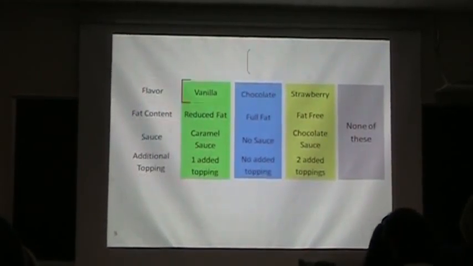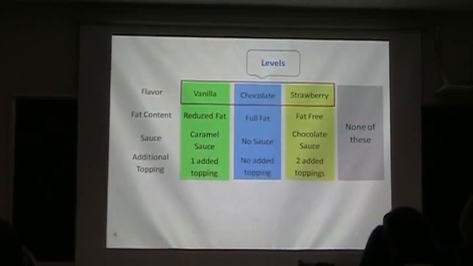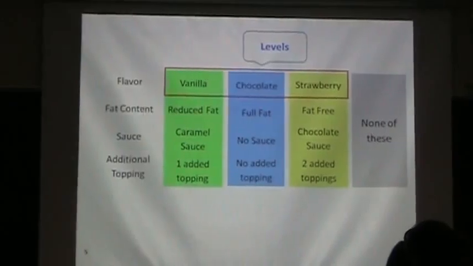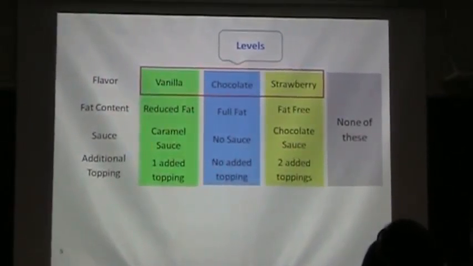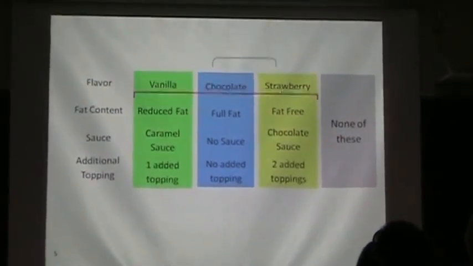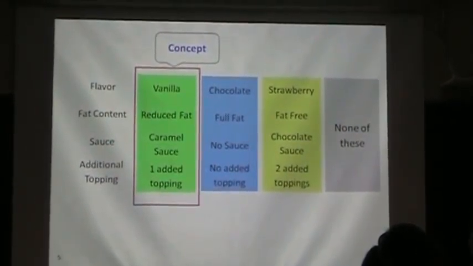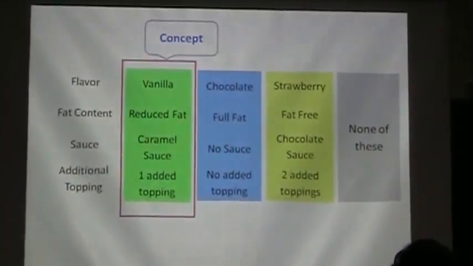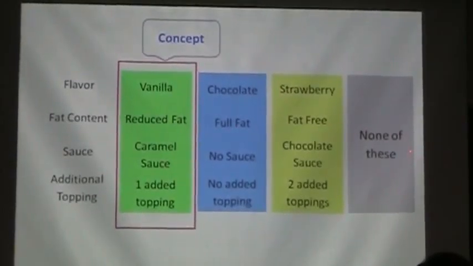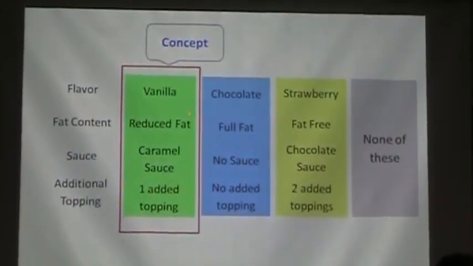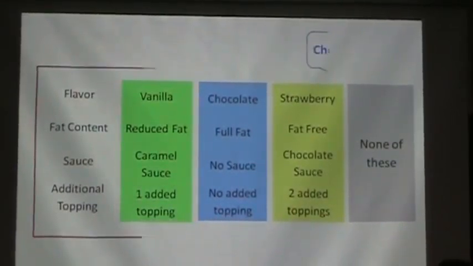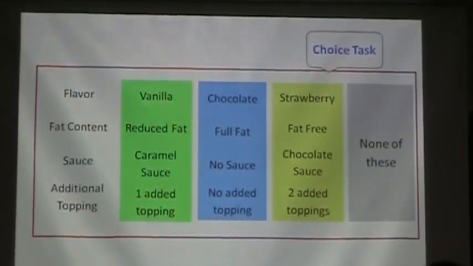Within each attribute, you have levels. Now for this question, I have 3 levels, chocolate, vanilla, and strawberry. But you can have more than that. In a choice-based conjoint, you can have up to 9 before you start overwhelming consumers. Then you have a concept, which I mentioned earlier, where you have one level of each attribute that you put together to make one product. And you're asking them to look at this one product. So I'm showing you 3 concepts in green, blue, and yellow. The whole question is called a choice task.